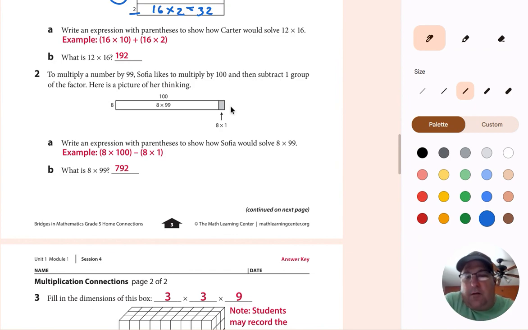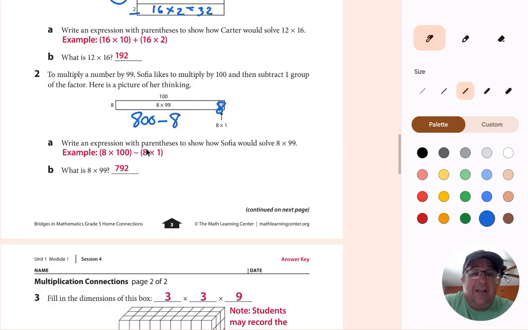So for number 2, to multiply a number by 99, he likes to multiply by 100 and subtract one group. So it's kind of like the 9 strategy. So we're going to shoot over a little bit and just get rid of one of these. So here's an example of her thinking. So what is she doing? Instead of going just 8 times 99, she's going to go 8 times 100, which is right here. This is showing 8 times 100. But she went over, so she's got to take 8 times 1 away. Well, if we solve that, 8 times 100 is going to be 800 minus, what's 8 times 1? That's going to be 8. So minus 8. And we see it's 792.